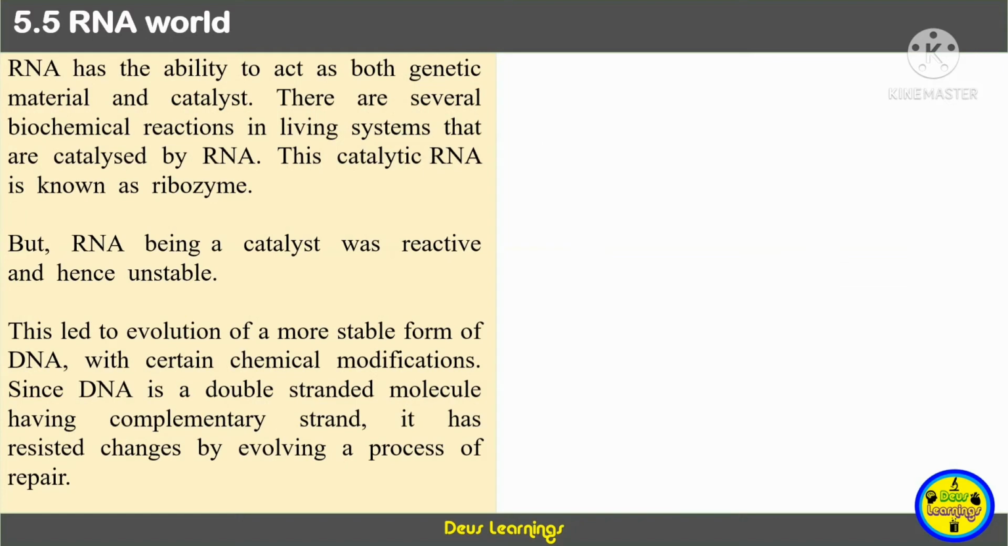Those RNAs which are involved in catalytic processes are named ribozymes. Remember that ribozymes are those RNA molecules which perform catalytic functions. Ribozymes are actually RNA, and they are able to do catalysis. When we say catalysis, they can do anabolic processes and they can also perform catabolic processes.